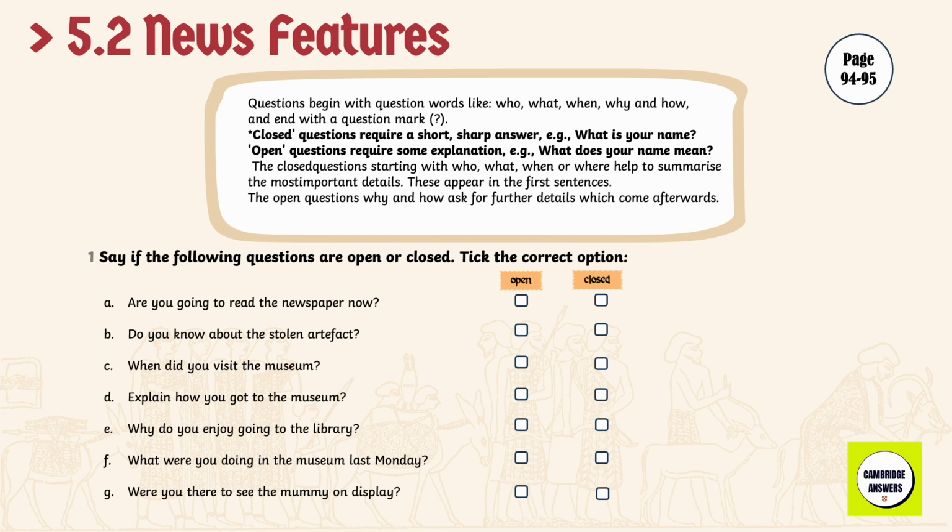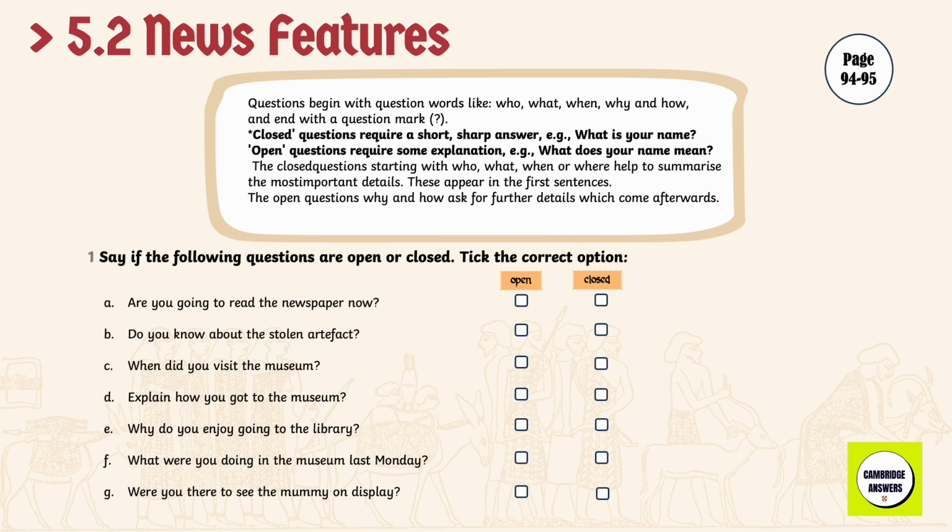Exercise 5.2, News Features. Questions begin with question words like who, what, when, why, and how, and end with a question mark. Closed questions require a short, sharp answer. For example, what is your name? Open questions require some explanation. For example, what does your name mean? You need both types of questions to make a good news article.